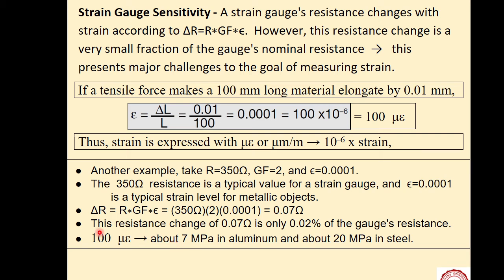Now this 100 microstrain, for aluminium we have an E value, right? It's about 70 GPa, so 100 microstrain is about 7 MPa of stress in aluminium. For steel, it would be somewhat higher, it would be 20 MPa.